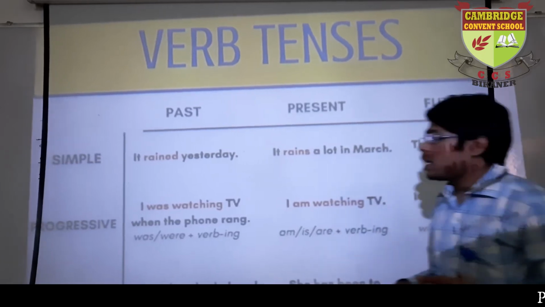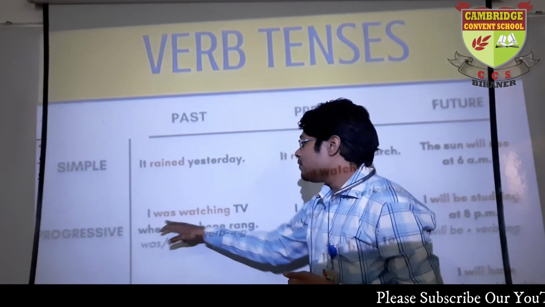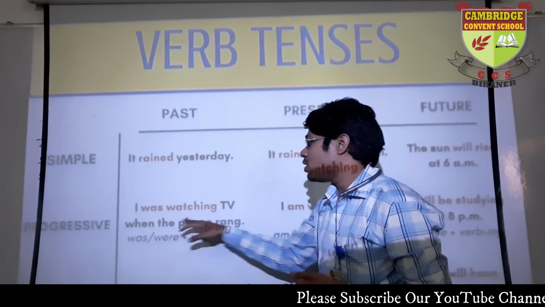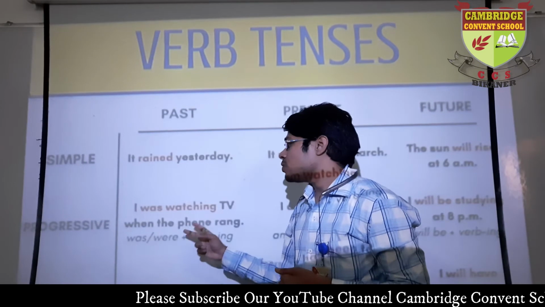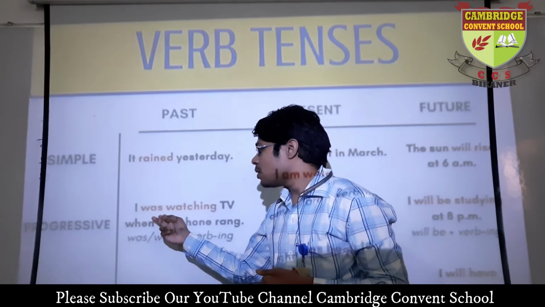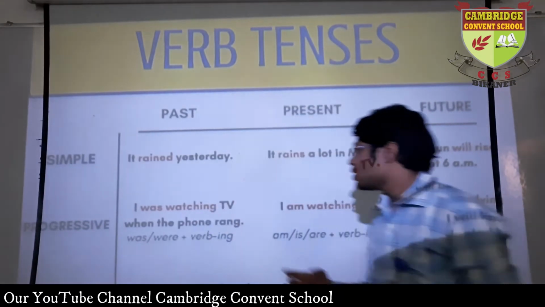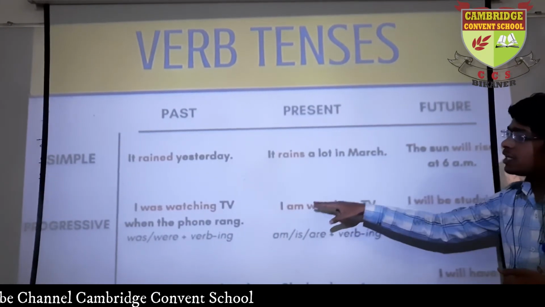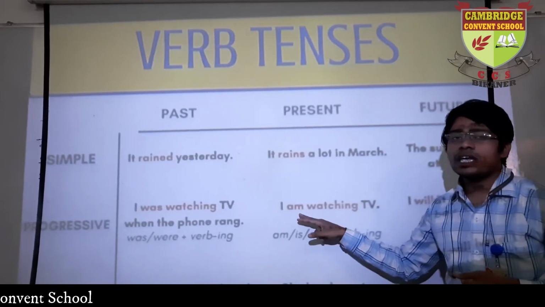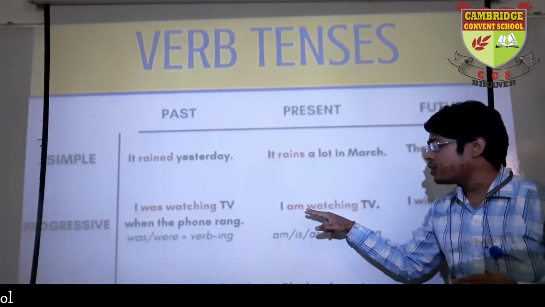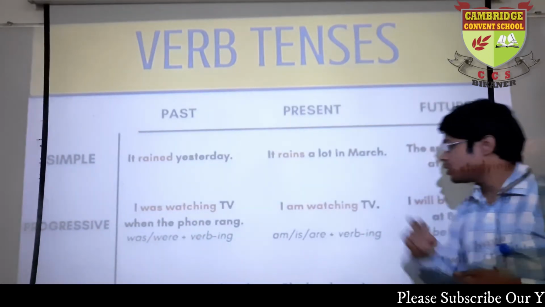The progressive one is also known as the continuous tense. I was watching TV when the phone rang. Here we are using the helping verb was, which is a past helping verb. In the present progressive tense, we can see I am watching TV. Here we are using is, am, are, the be kind of verb, and it is always used in present continuous tense.